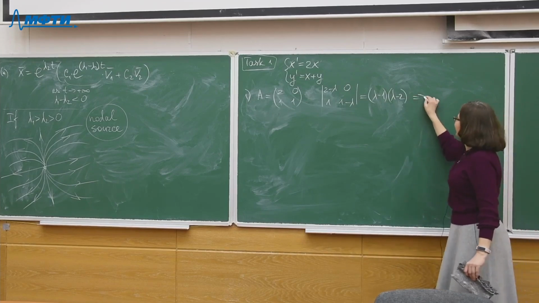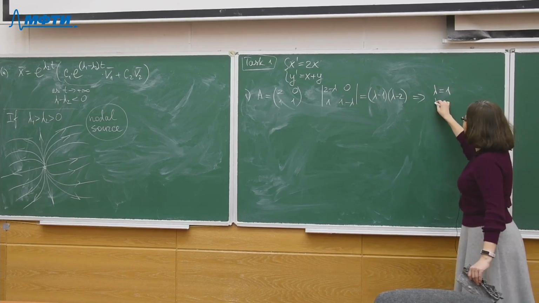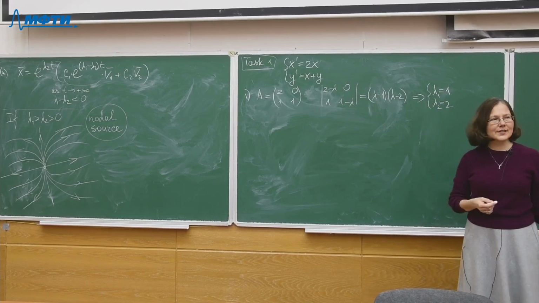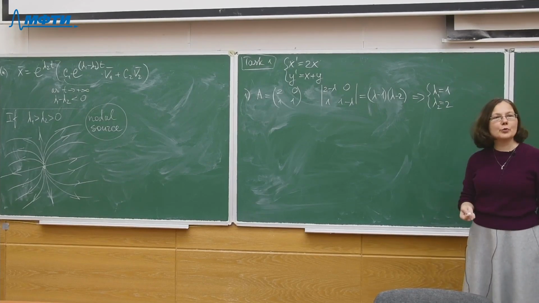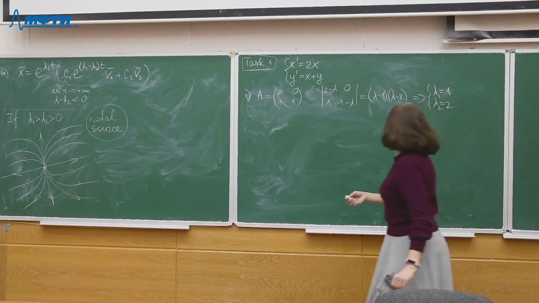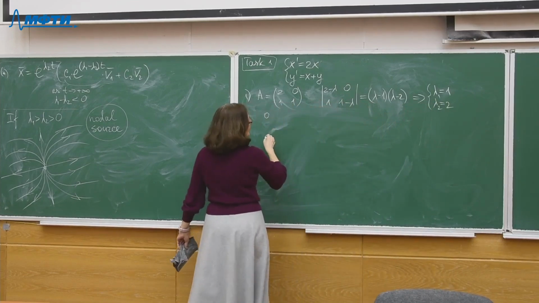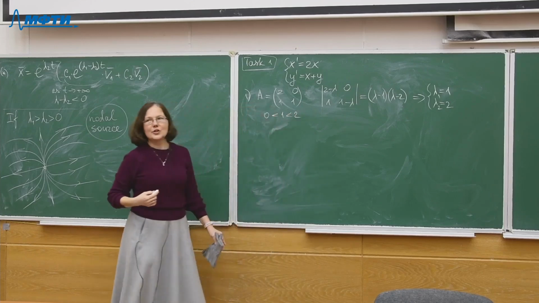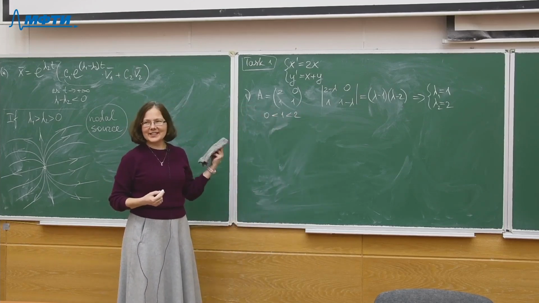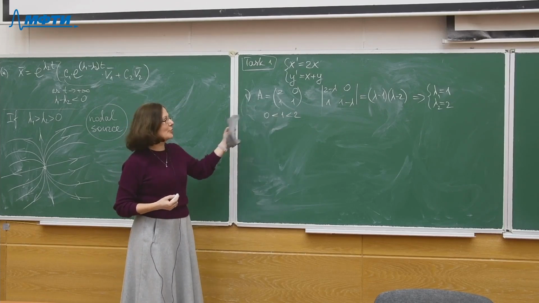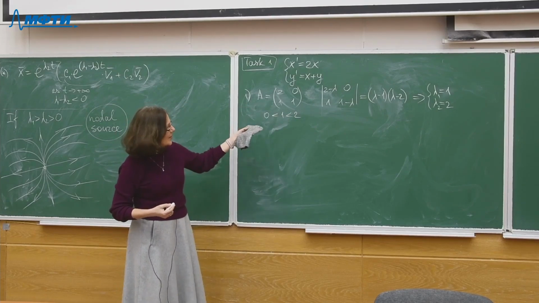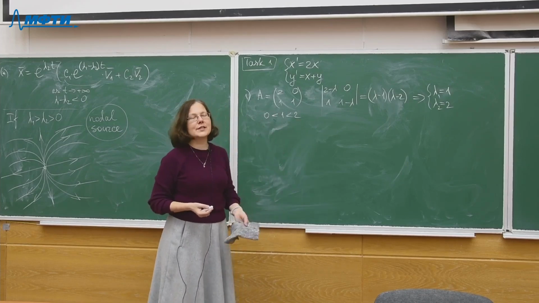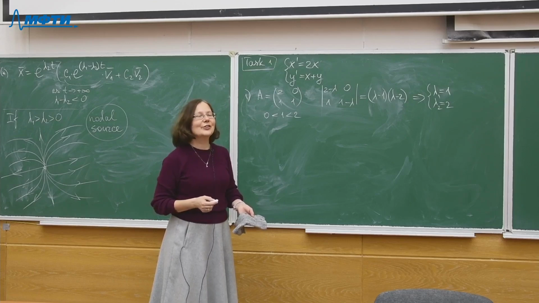Okay, so the answer is lambda equals 1 and lambda equals 2. So these are the roots. They are different. They are both positive. So we have the following: 0, 1, and 2. So what is the type of the phase diagram? Can you answer? What is the type of the phase diagram in this case? These are two eigenvalues. They are both positive and different. Nodal source, yes.